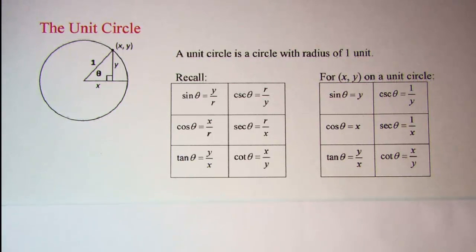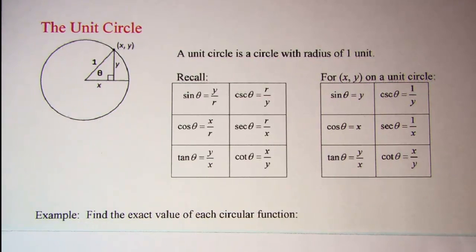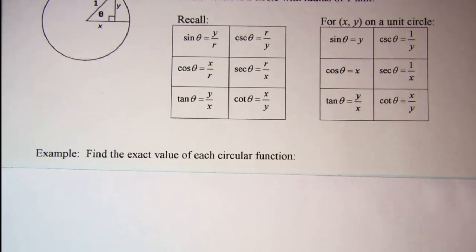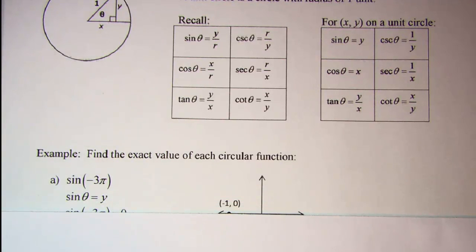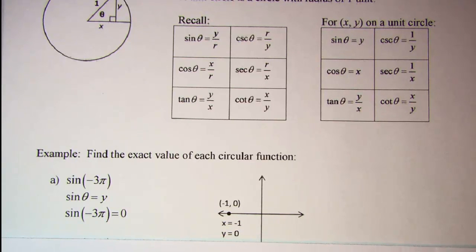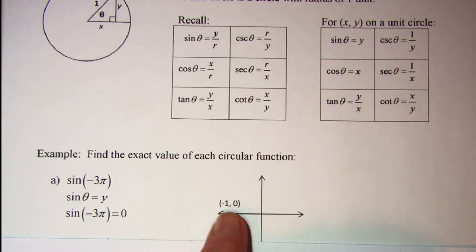Now let's do some problems. We're asked to find the exact value of each circular function. My first one is sine of negative 3 pi. Now we know that the sine of theta is y when we deal with circular functions. And so this problem, if we want to look at the sketch, negative 3 pi, a negative angle, you have to go clockwise starting from the positive x-axis.